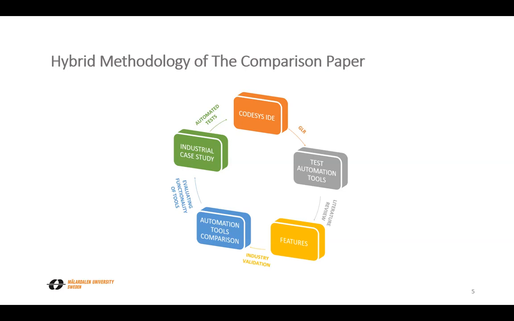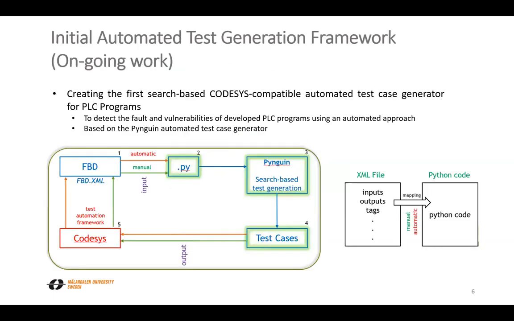And finally, we have the automated test and the results in the paper. And actually, after finishing this work, which is in the final state, we have a future work, which is ongoing right now. We want to create the first search-based Codesys compatible automated test case generator for PLC programs. So we want to detect the faults and vulnerabilities of developed PLC programs using an automated approach based on the Pynguin automated test case generator.